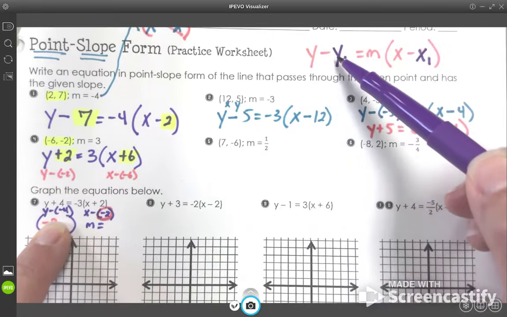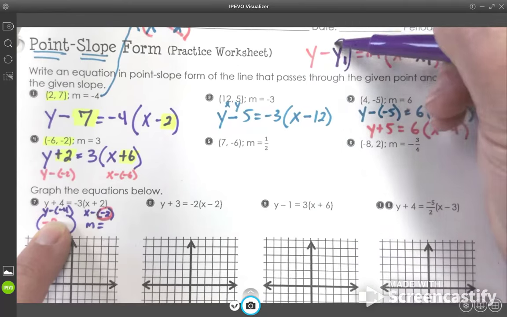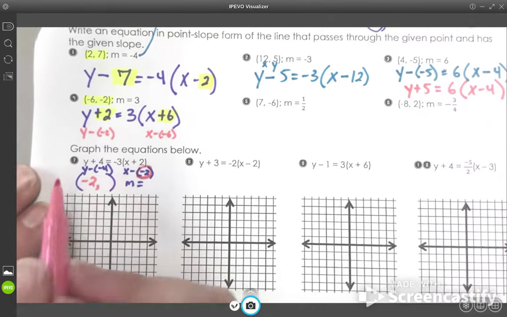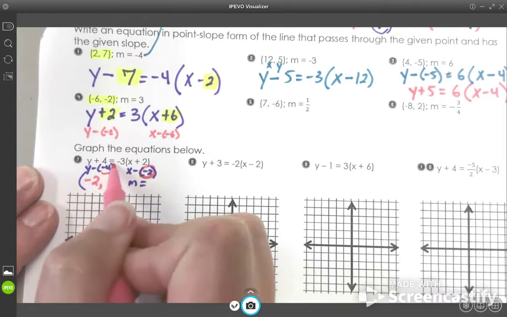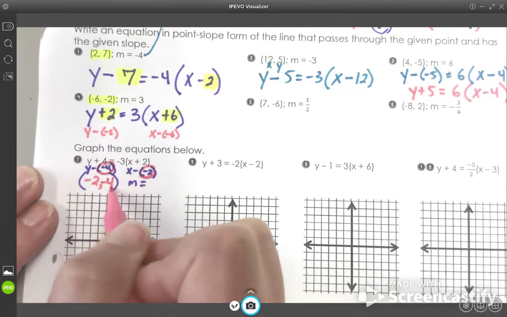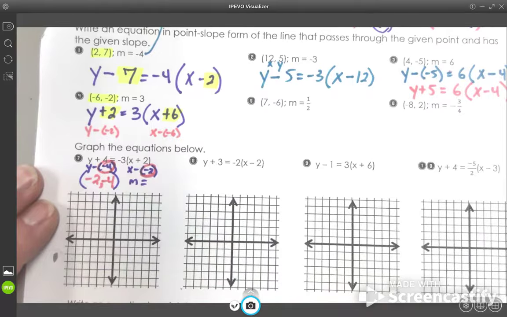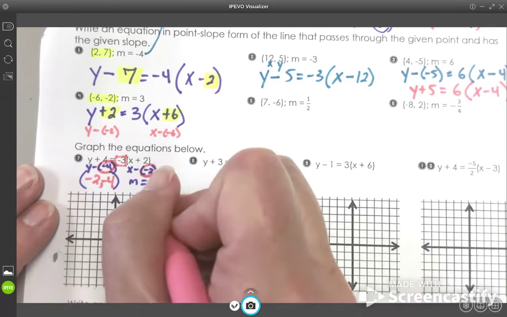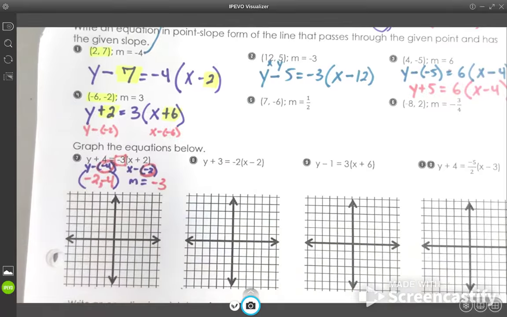Y minus the y coordinate. The y coordinate is after that minus sign. It is not the minus sign. So when I have y minus negative 4, that negative 4 is the y coordinate. Thankfully, the slope's easy to grab. The slope is always just hanging out in front of the parentheses as a negative 3.